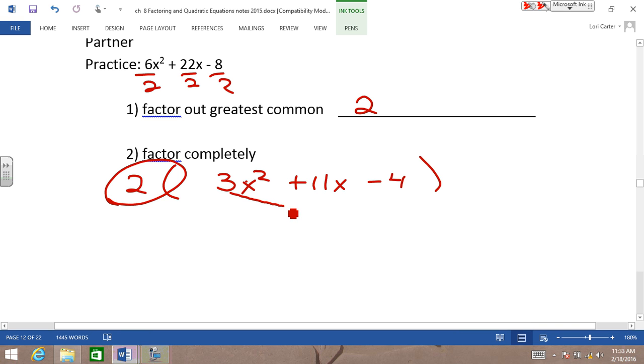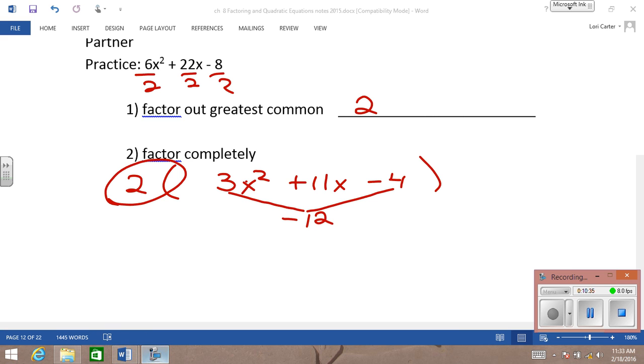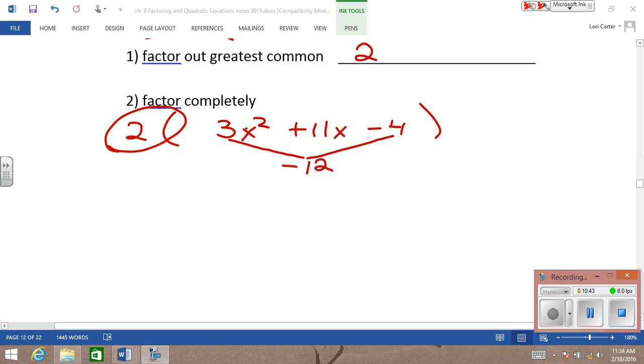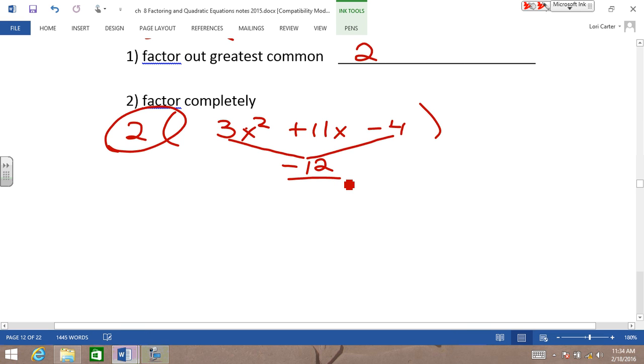And -4. Why would it be negative? Negative 12. You have to get 11, because it's the middle instead of the left. It tells you what signs you need. So you said the factors of 12 that give you 11 are what? Negative 1 and 12. Okay, but I need a -12, which means one is negative. -1 plus 12 is 11.